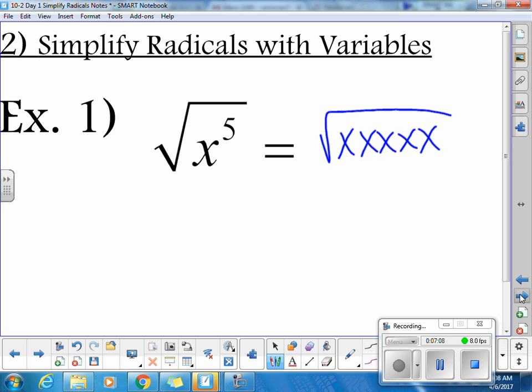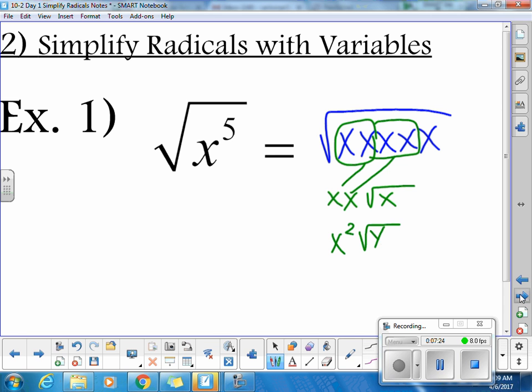Well, how many groups of 2 do we have in that 5? There's a group of 2. There's a group of 2. So 1 comes out for that. 1 comes out for that. And I still have 1 in. Now, x times x I can put back together. It's x squared, square root x.